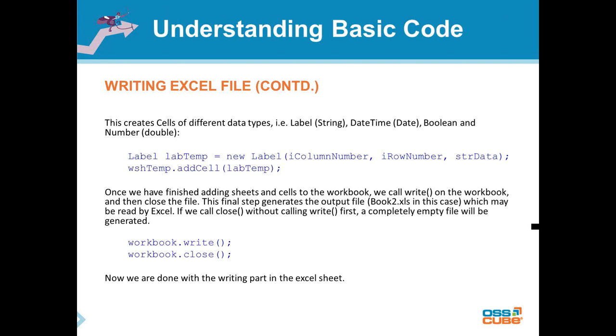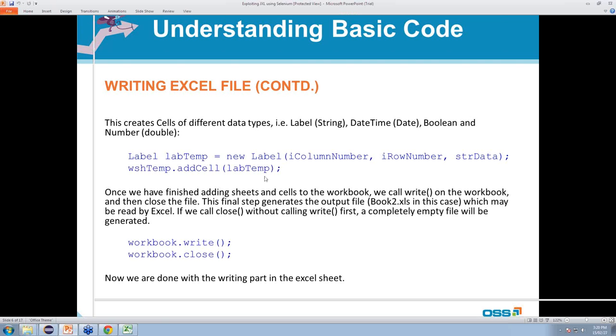So once I'm ready with the label, I will paste that cell into the writable worksheet by using this method add cell. So once we have finished adding sheets and cells to the workbook, we call write on the workbook and then close the file. This final step generates the output file, which is book2.xls, and if we call close without calling write first, a completely empty file will be generated. So don't make that mistake.